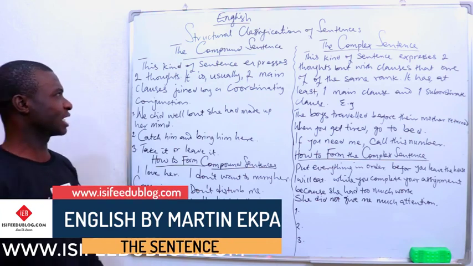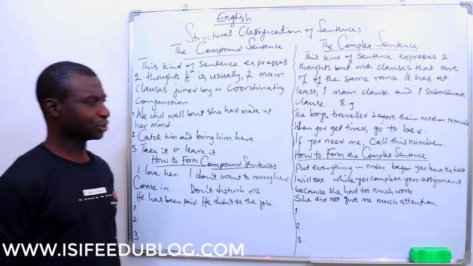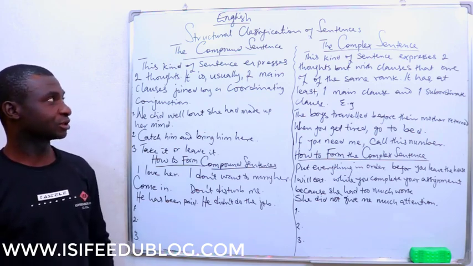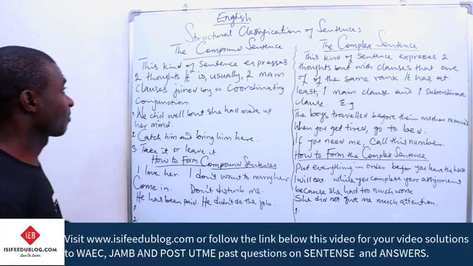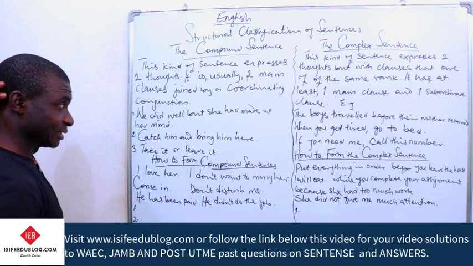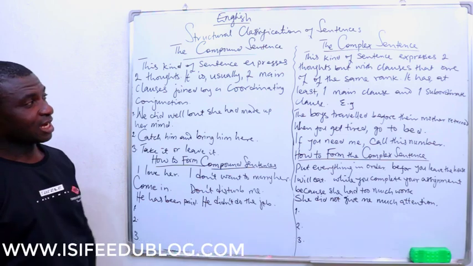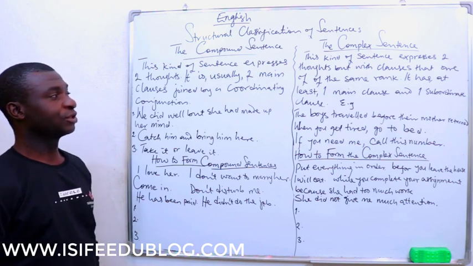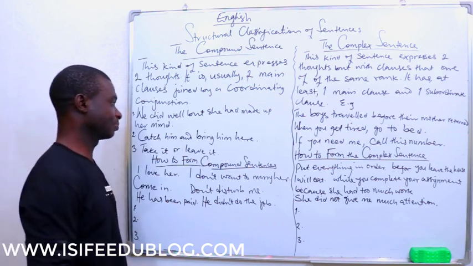Now, we had looked at the simple sentence and shown every detail of how the simple sentence works. Today, we shall be looking at both the compound sentence and the complex sentence. Now, the compound sentence is a kind of sentence that expresses two ideas or two thoughts using two main clauses. Here is what you should know.